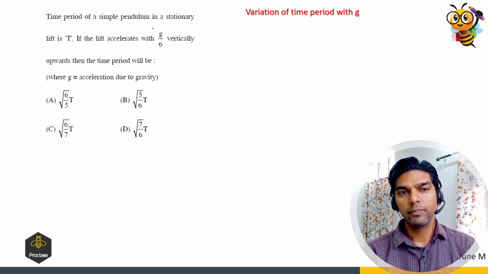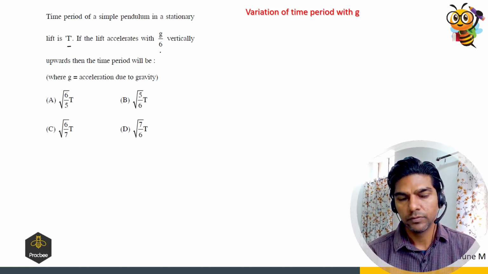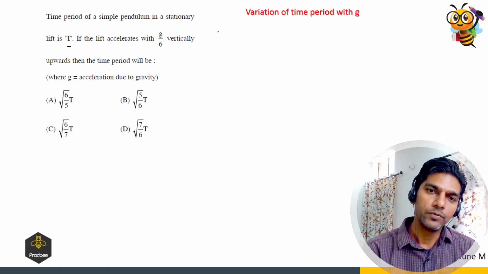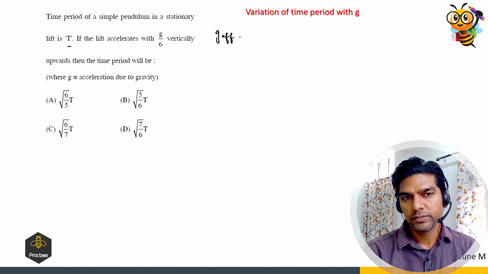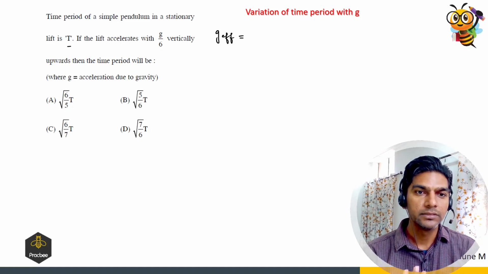The time period of a simple pendulum in a stationary lift is T. If the lift accelerates with value g by 6 vertically upward, then what is the time period? Here the lift is accelerating, so we have to consider the effective g in the frame of the lift. Every particle in that lift experiences a pseudo force, and since the lift is accelerating in the upward direction, it will be in the downward direction.